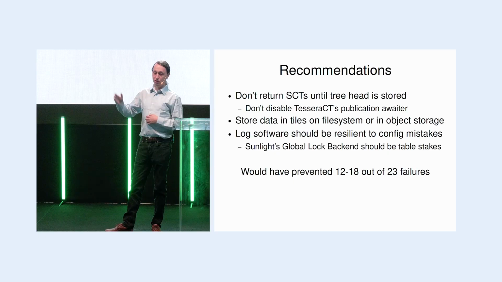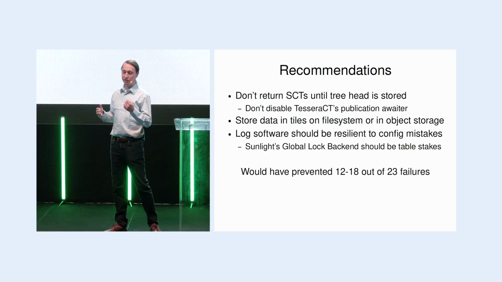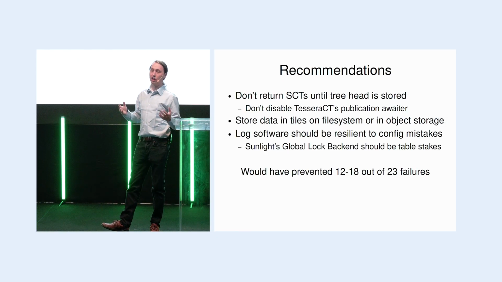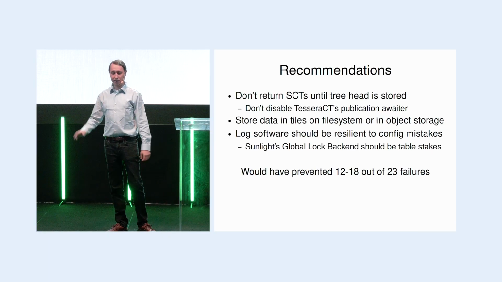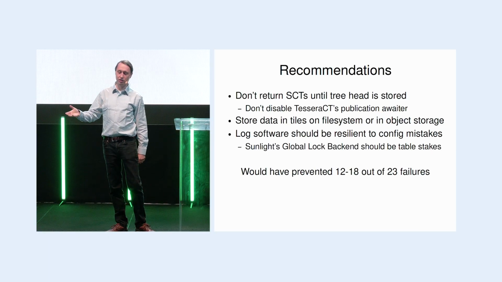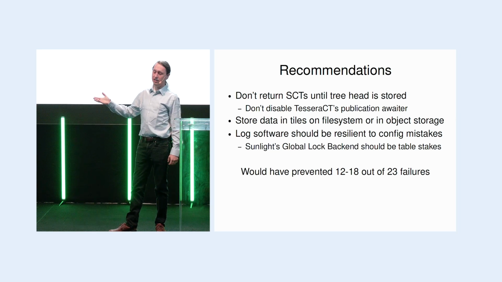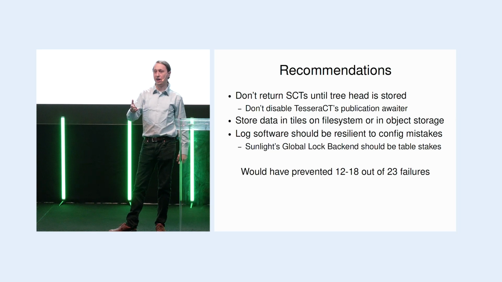And then second, store data in tiles on the file system or in object storage. And finally, log software should be as resilient as possible to config mistakes. And I think that Sunlight's global lock backend should be table stakes here. And I think that if logs had been following these recommendations, it would have prevented at least 12 and potentially up to 18 of these 23 failures I looked at.